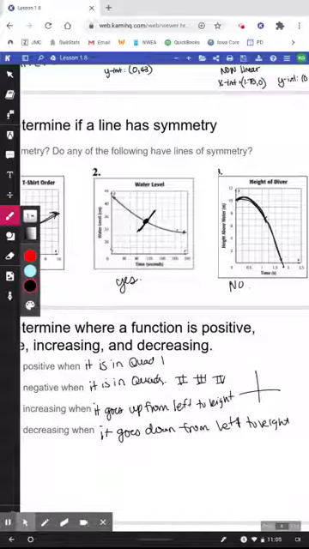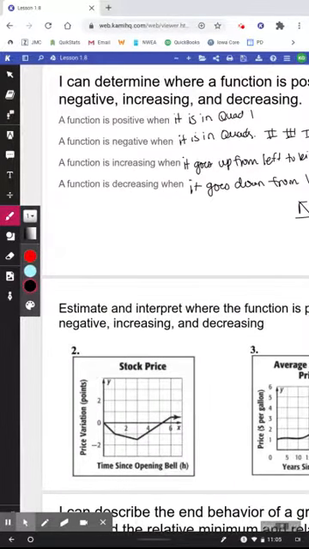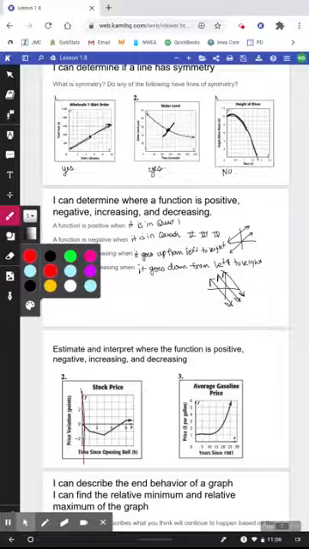So an example of this one, it'd be increasing anytime it goes up from left to right and decreasing anytime it goes down from left to right. Estimate and interpret where the function is positive, where it is negative, where it is increasing, and where it is decreasing. So if I look kind of here, I think this would be my axes, my origin right here, 0, 0. So in this one, I would label this part of my graph as positive and this half of my graph as negative.